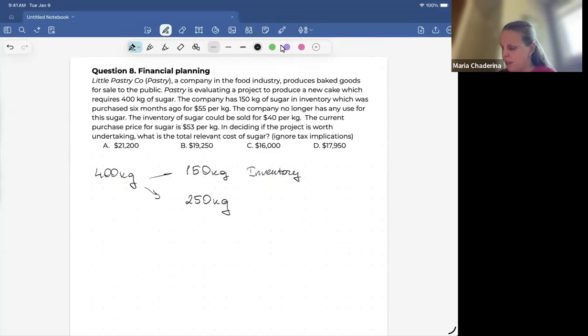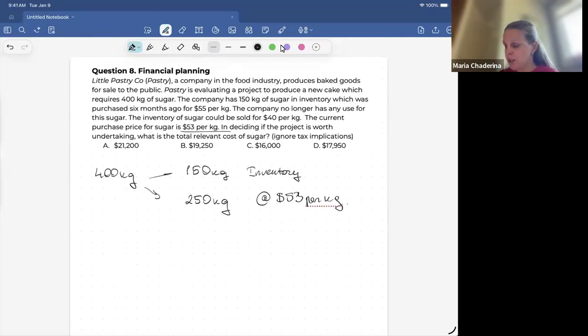That's going to be at the $53 per kilogram. Okay, so that's the current value. Each additional kilogram of sugar is going to be purchased at $53. So that's what the value of this 250 is going to be to us. If we have $53, that's going to easily be converted into 1 extra kilogram of sugar. Okay, so that's going to be valued at $53 per kilogram.